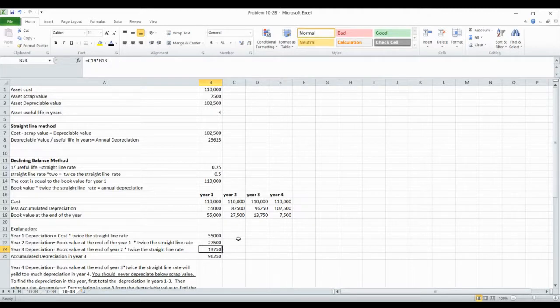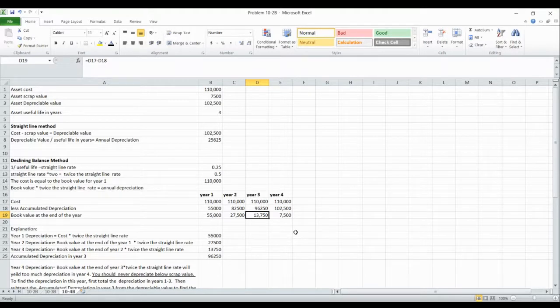Before we can determine year four's depreciation, we have to find the book value in year three. The book value is the cost minus the accumulated depreciation. All three of the depreciation expenses in each one of the 3 years is added together to get the total accumulated depreciation in year three. This accumulated depreciation in year three is subtracted from cost, and that will leave you with the book value of $13,750.